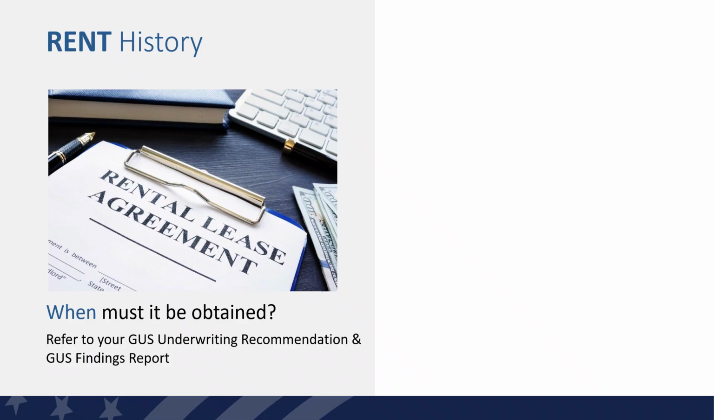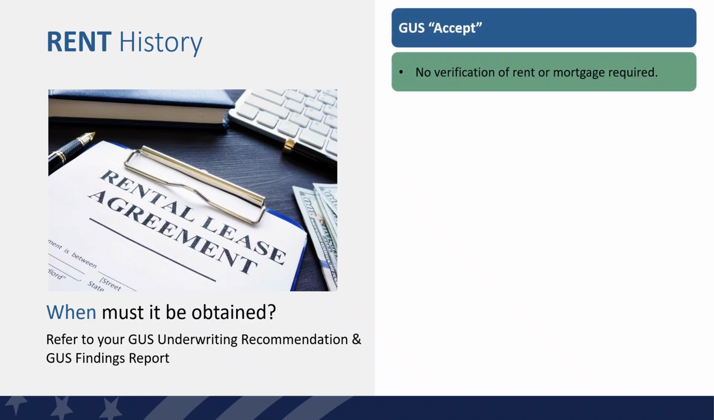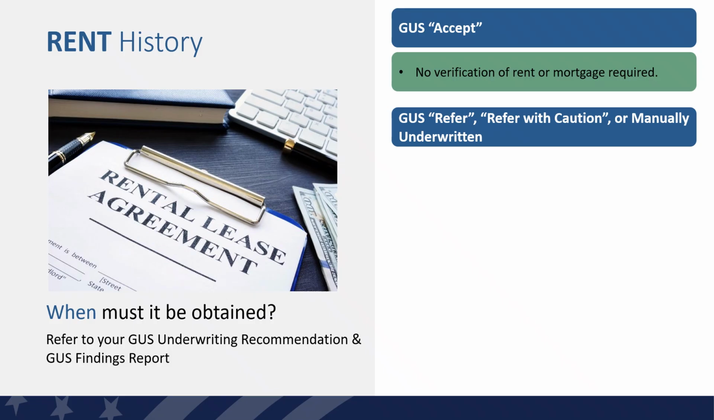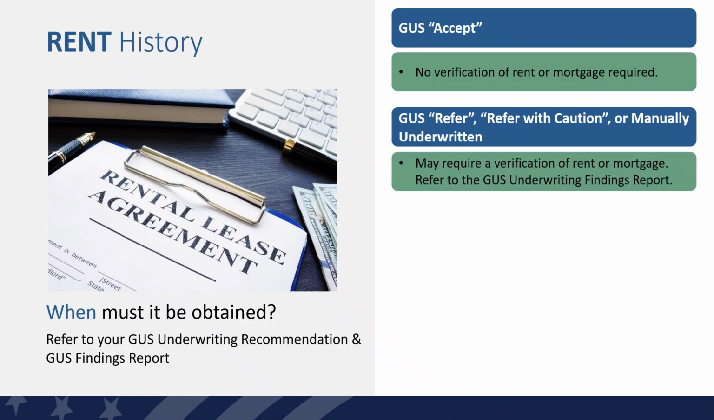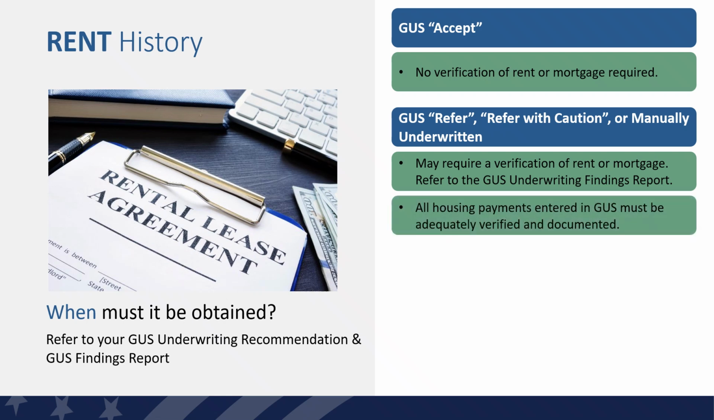A verification of rent is not required for applications that receive an accept GUS underwriting recommendation. For those that receive a refer or refer with caution GUS underwriting recommendation or manually underwritten files, a verification of rent may be necessary. Lenders will need to check the GUS underwriting findings report to see if a verification of rent is needed. All housing payments recorded in GUS must be properly verified and documented.